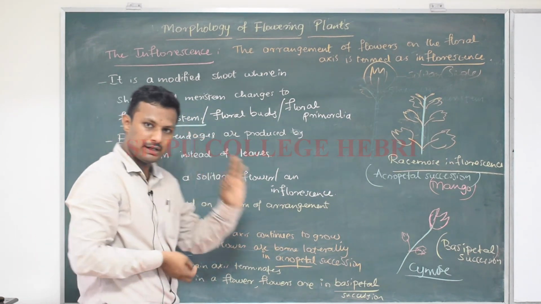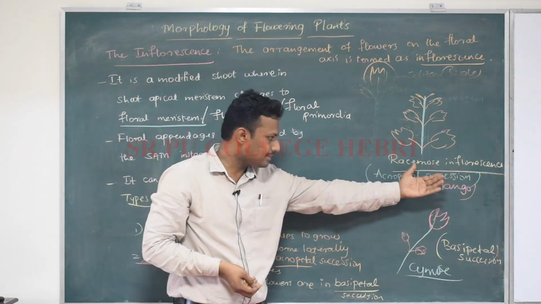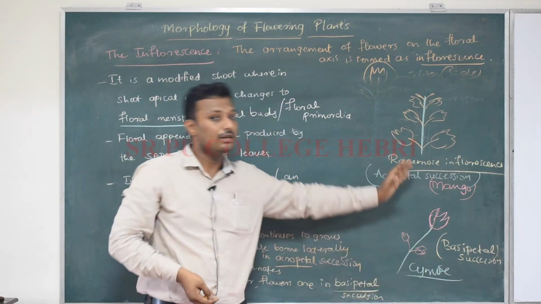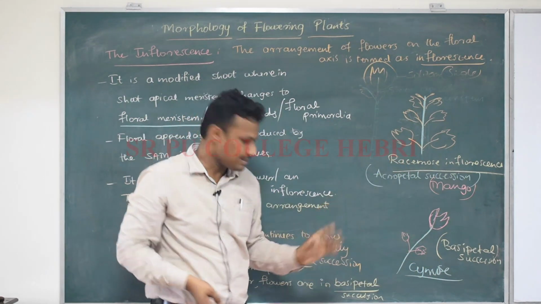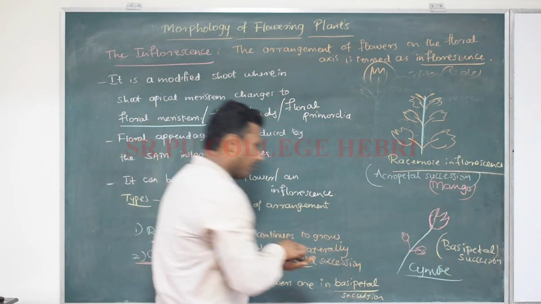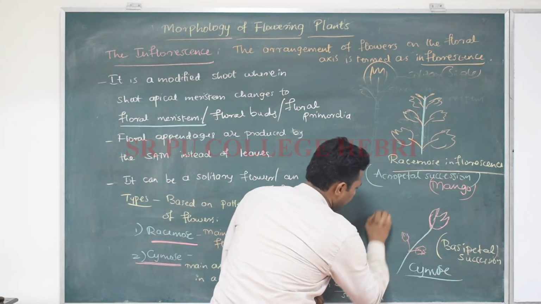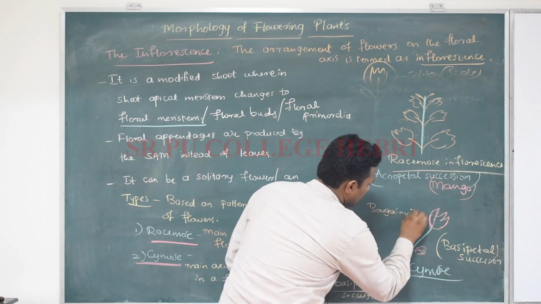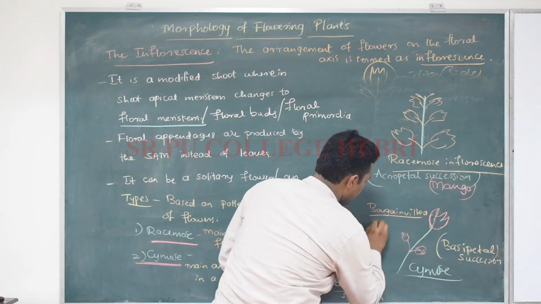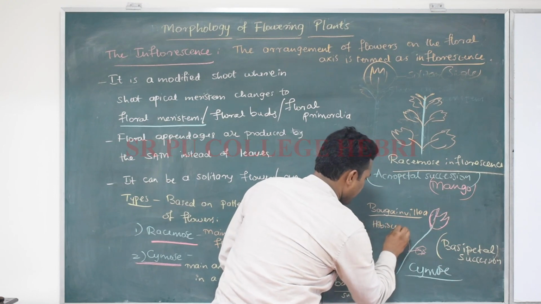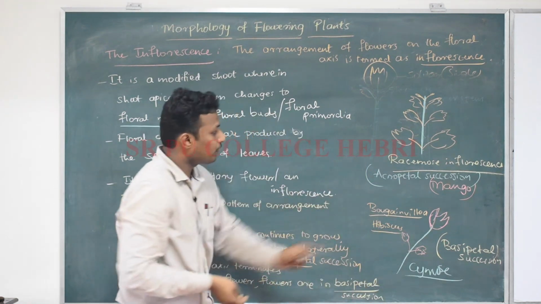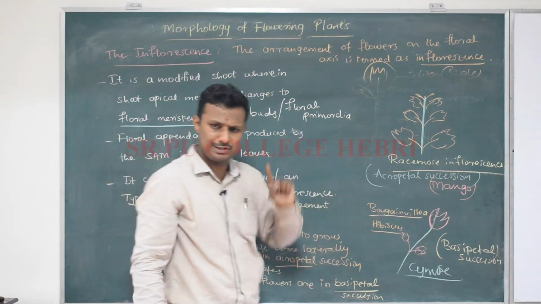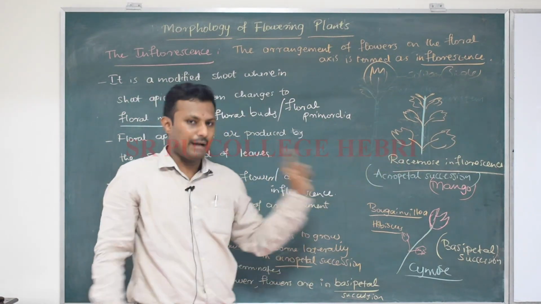Okay, remember, if acropetal succession is there, it is called racemose inflorescence. If basipetal succession is there, what? It is called cymose inflorescence. You can give the example of bougainvillea for this one, or you can also give the example of hibiscus. Whereas for racemose you can only give the example of mango. Other examples are also there, but for now remember mango.